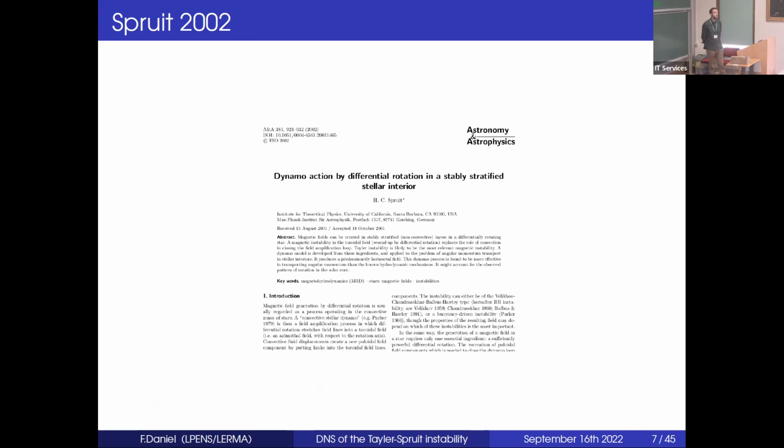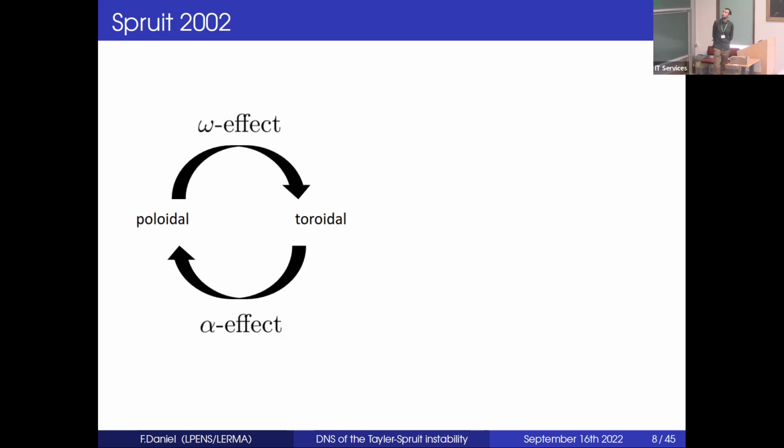So one of the founding papers concerning dynamo action in the stably stratified interior of a star was proposed by Spruit in 2002. It's a very theoretical paper in which Spruit derived, through analytical predictions, a model for a dynamo to take place in this region. Lauren has already mentioned that on Tuesday. I'm going to quickly go back through that.